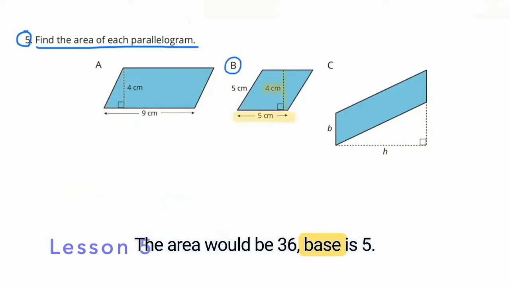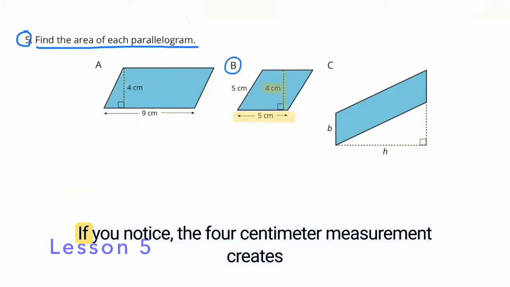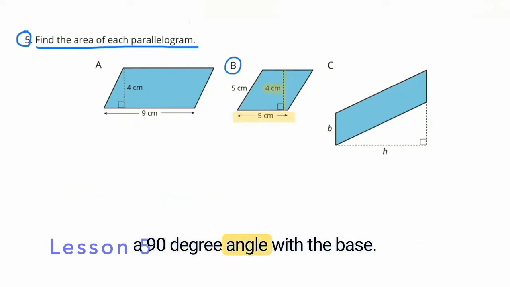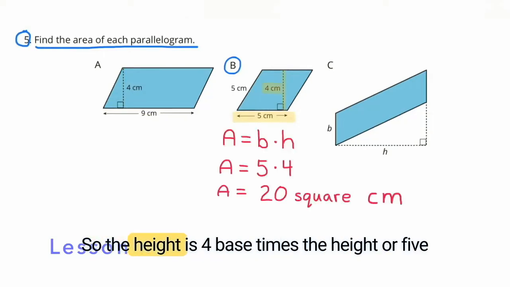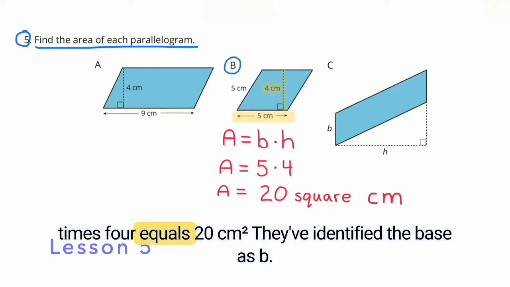B. The base is 5 centimeters, and if you notice, the 4 centimeter measurement creates a 90-degree angle with the base, so the height is 4 centimeters, and the base times the height, or 5 times 4, equals 20 square centimeters.